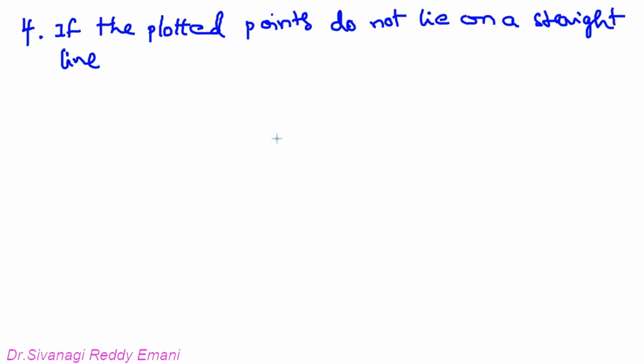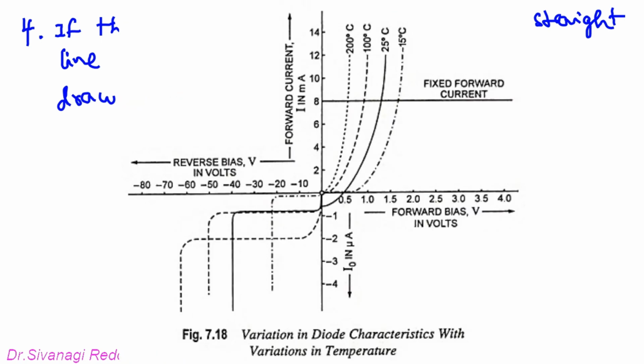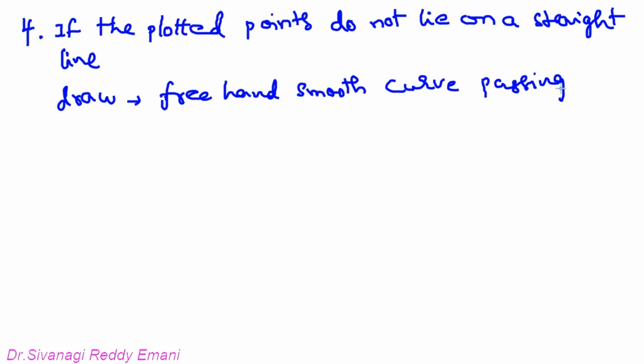If the points do not lie on a straight line, meaning it is not a linear curve, then what we are supposed to do is draw a freehand curve. We have to draw a freehand smooth curve. The curve should be smooth, not like a zigzag. A smooth curve passing through maximum points. Here also the same principle is applied. It has to pass through the maximum points.